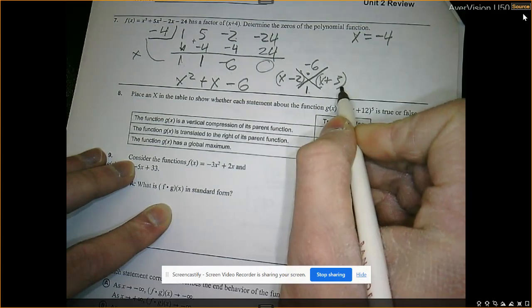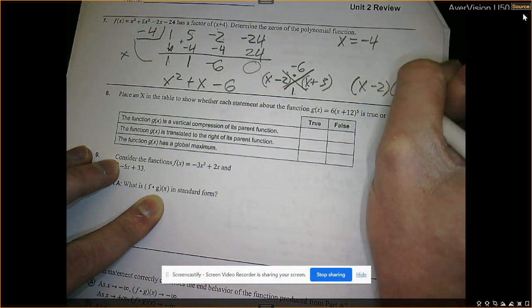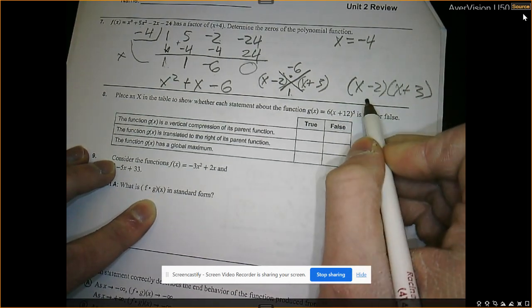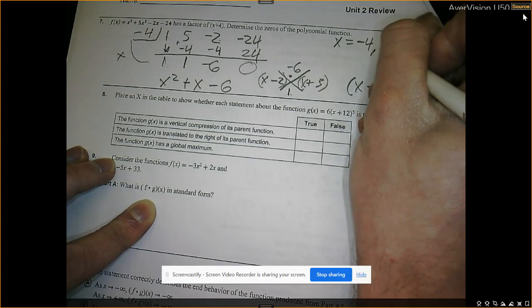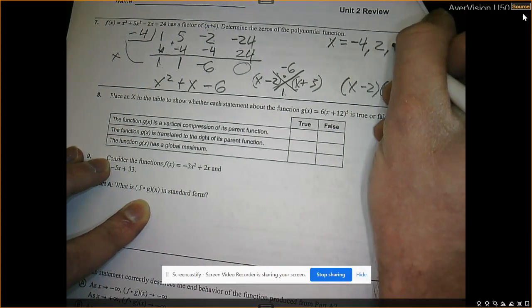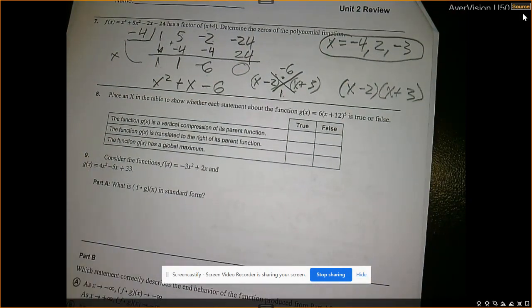Well, what makes each of these 0? And maybe I'll write my factored form out here. And if I'm saying, well, what makes each of these 0? Well, positive 2 makes x minus 2 equals 0, and a negative 3 makes x plus 3 equals 0. So those are my zeros of the function.